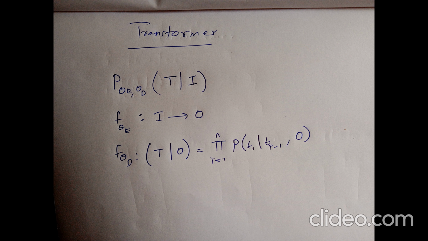From this you can see the autoregressive nature of the decoder, P of Ti given Ti minus 1. If there is no Ti minus 1, you cannot really get Ti. So it operates in time stages.